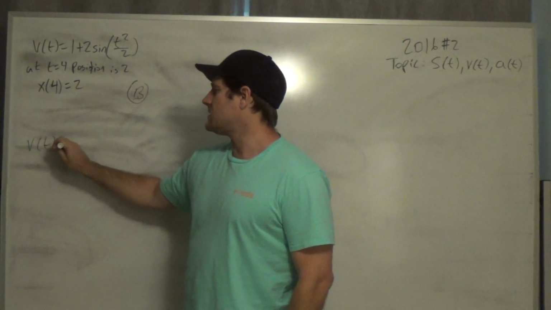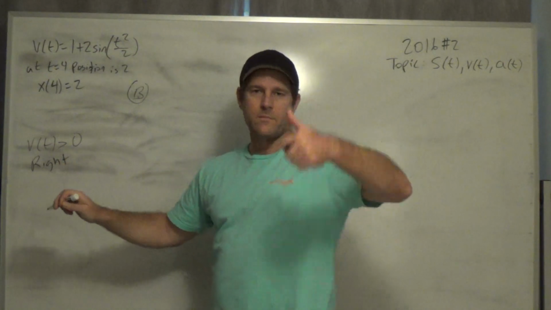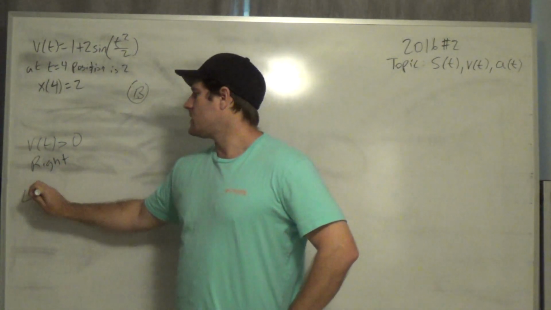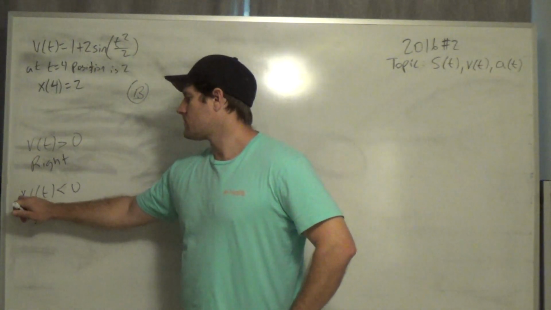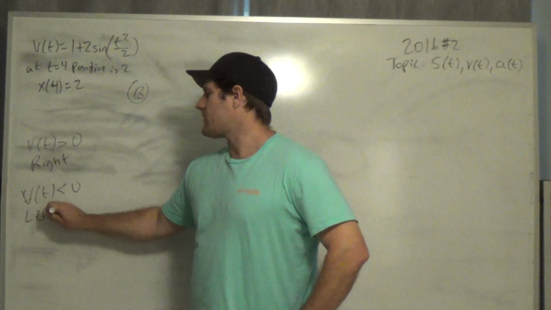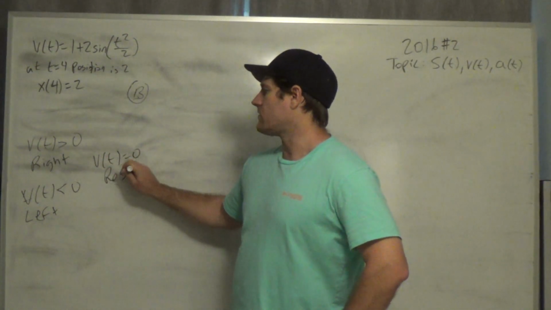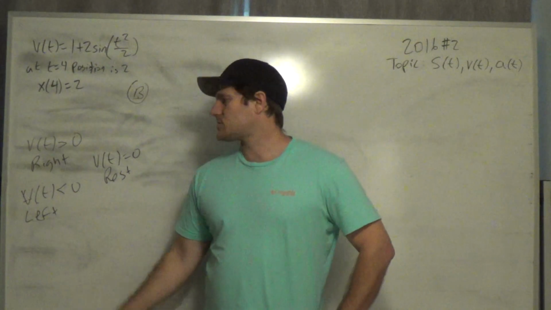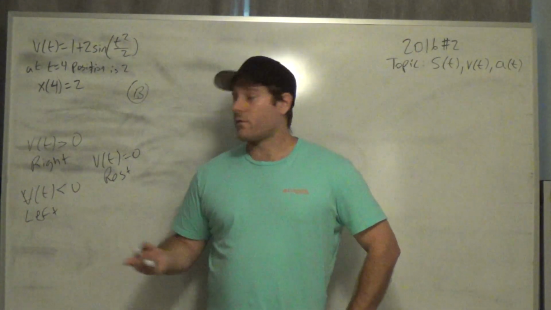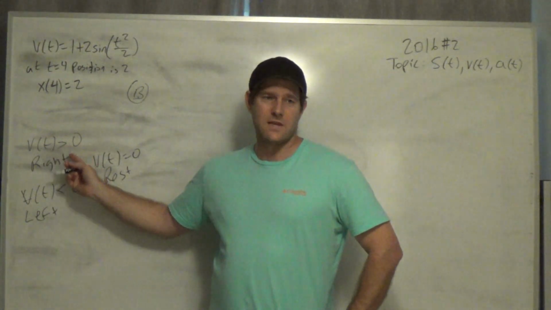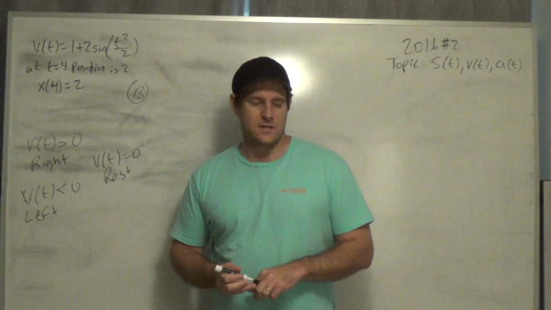When velocity is greater than 0, a particle is moving to the right. If it was moving up or down, it would be moving up. When velocity is less than 0, it's moving to the left. And when velocity equals 0, a particle is at rest. So a particle changes direction when it goes from right to left or left to right, or when velocity goes from positive to negative or negative to positive. So all we need to do is make a sign chart of velocity to figure out what's going on.